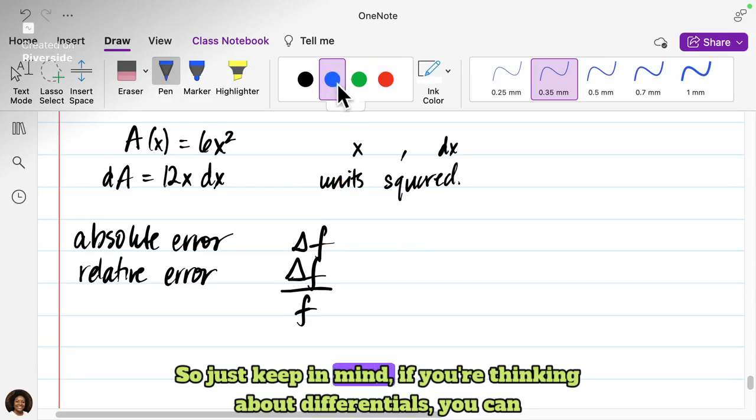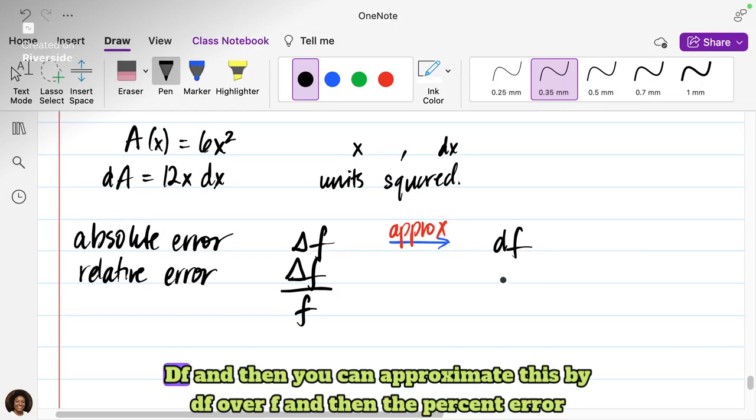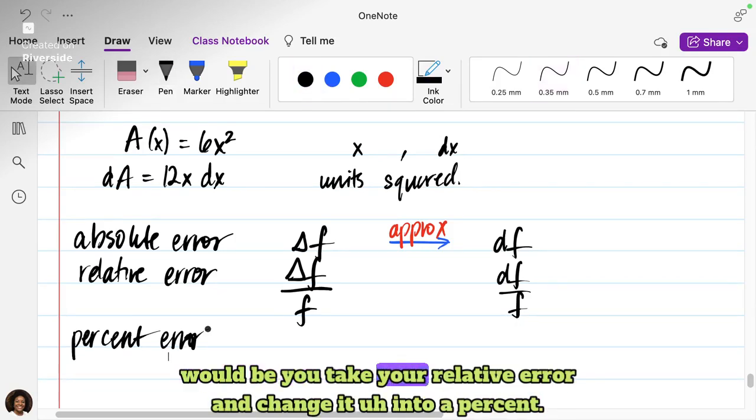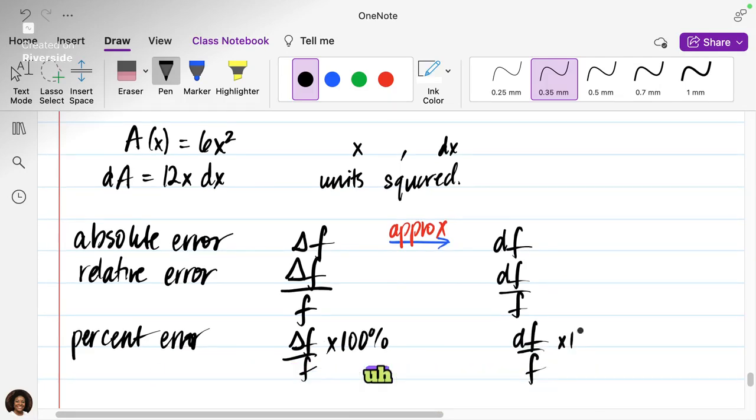So just keep in mind if you're thinking about differentials, you can approximate delta f with df, and then you can approximate the relative error by df over f. And then the percent error would be you take your relative error and change it into a percent, and you can approximate that in the same way.